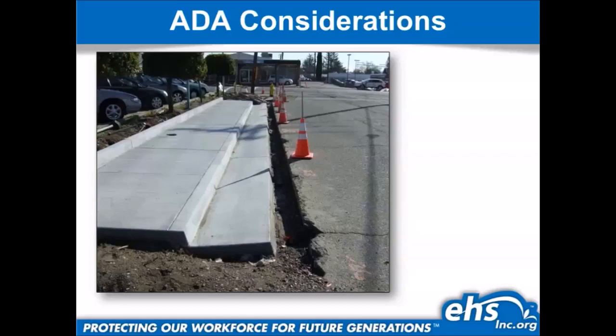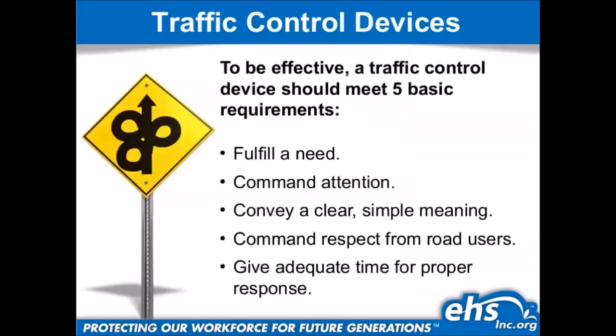Make sure that contractors are meeting the same standards that your own employees are supposed to meet. Anything that you're using and leaving out on the roadway, there's 5 basic requirements for these devices to be effective. So those requirements are, to be effective, a traffic control device should meet 5 basic requirements. It's got to be out there for a reason, right? It's got to fulfill a need. There's got to be a purpose for it to be out there.